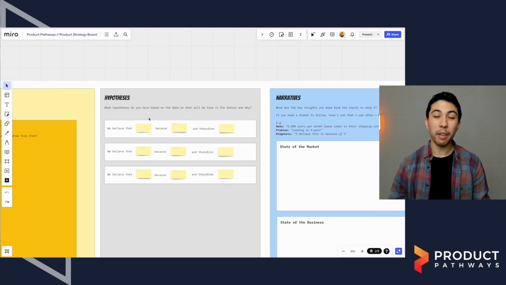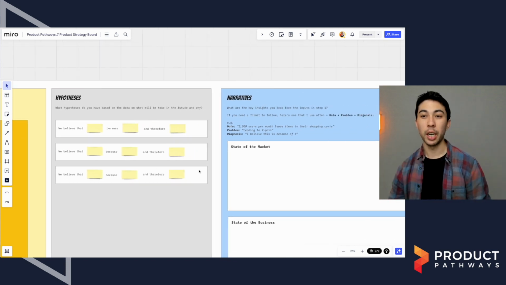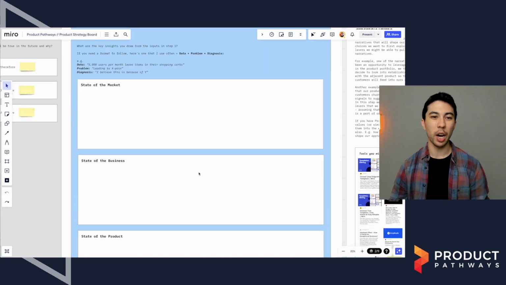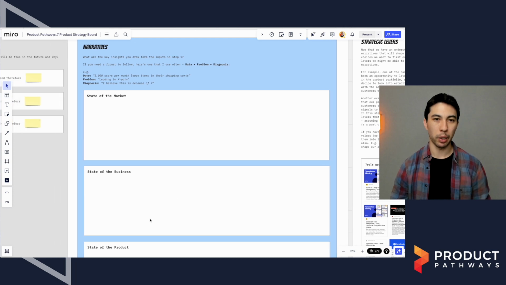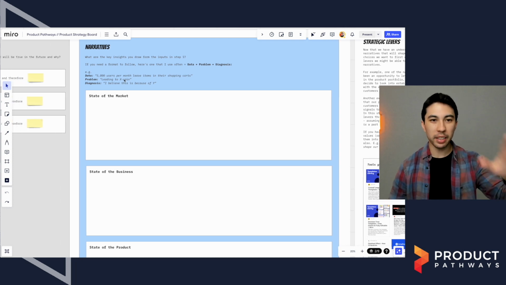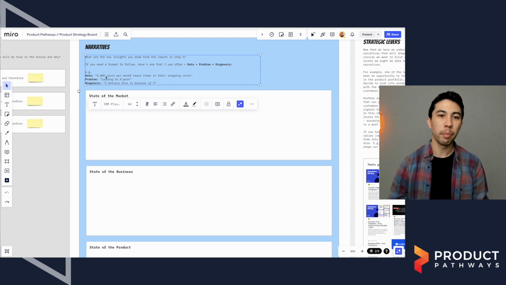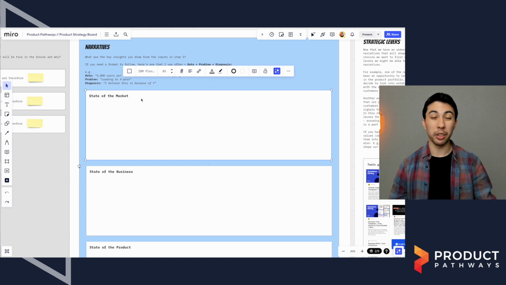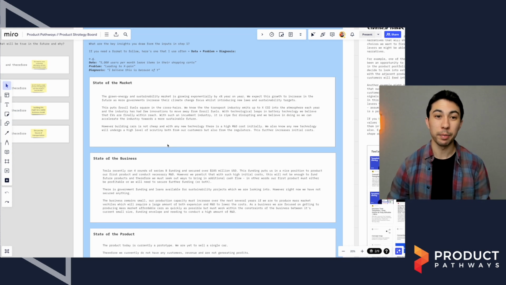From there, we now have hypotheses about the data and what we think is going to be true in the future. And we want to just package all of this up into some narratives around the market, the business, and the product. Again, I've got a format that you can follow and you can use here. This format is extremely helpful. It's just basically what the data is, the problem, the diagnosis. And remembering we're in the diagnosis phase. But as I show in the example below, you can just write a paragraph, all right?